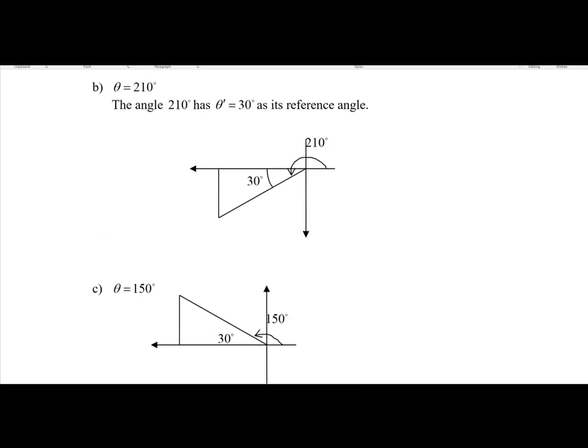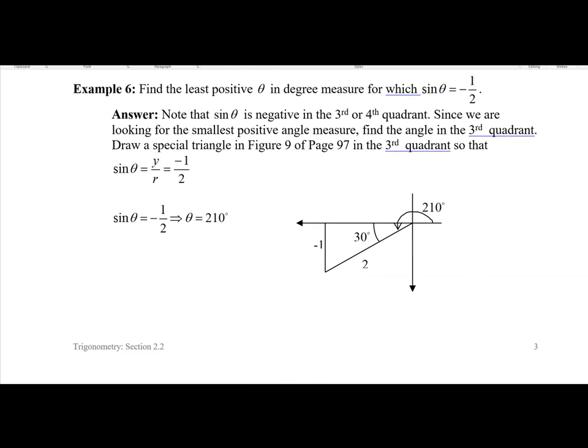where a value is given to you and you have to look for the angle measure, like this. Now, find the least positive theta in degree measure for which sine theta is negative half. So you're thinking of a reference angle. In that case, disregard the negative sign for a moment. What reference angle has a sine of half? That means the reference angle must be 30 degrees.